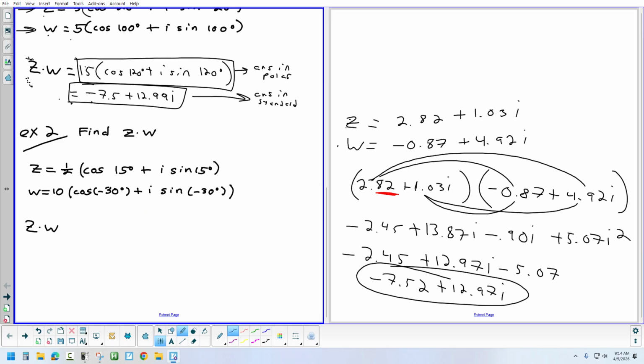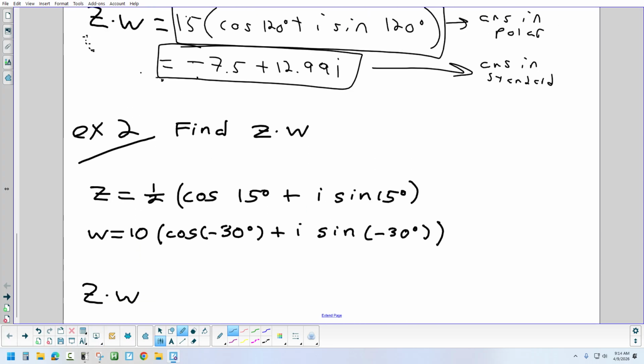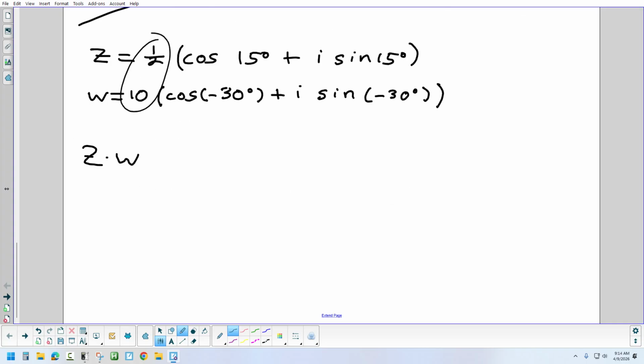Okay, let's try this one. Find the product. The two numbers we're going to multiply this time are 1/2 (cosine 15 + i sine 15) and 10 (cosine negative 30 + i sine negative 30). When we multiply, what's going to be our new radius? 5. I'm going to take the two radii right here and multiply them. And what's going to be my new angle? Negative 15. Yep, take these two numbers and add them up. So 15 plus negative 30 is negative 15.